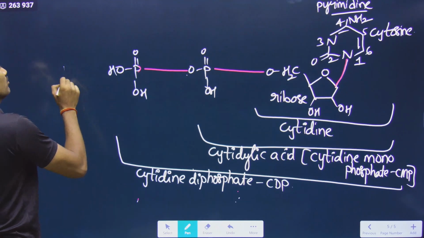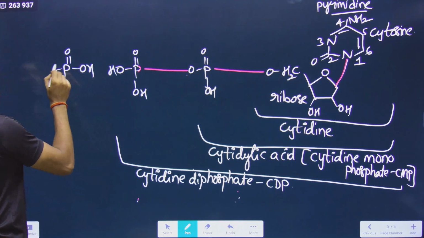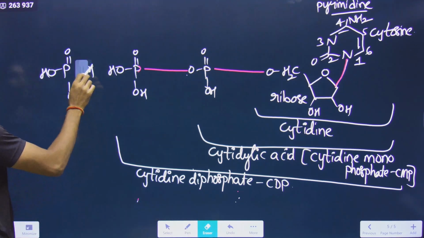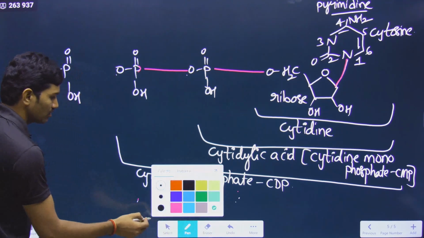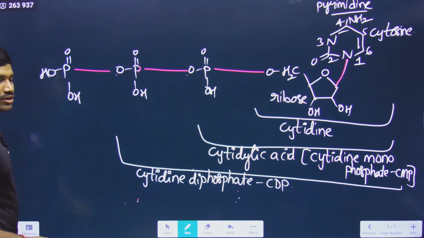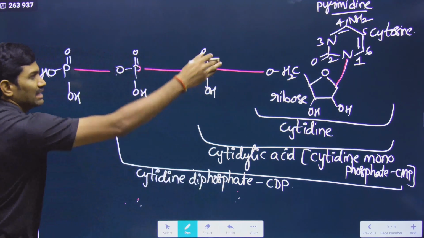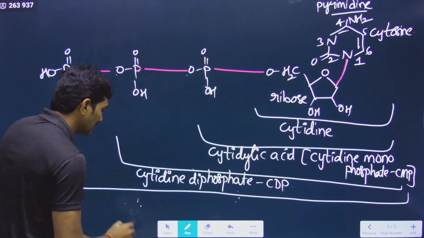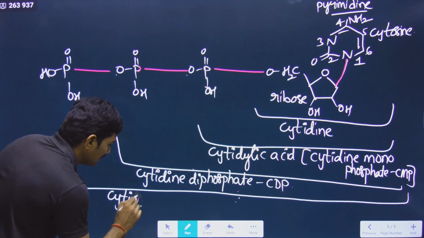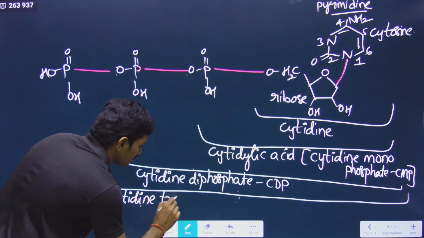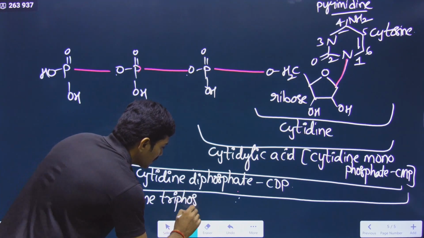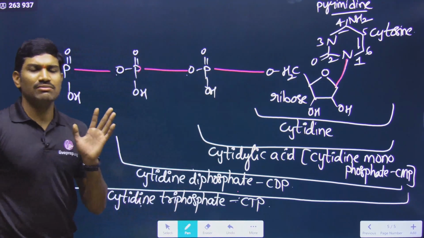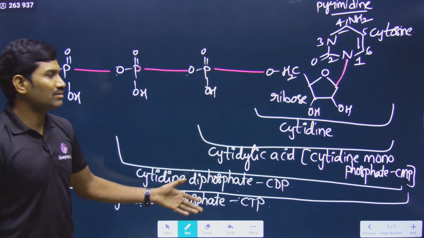If you are attaching one more phosphate, P double bond O, OH and OH. And here also let us remove water molecule. So OH from this, H from this let us remove, so that we can connect these two. So now what is the name of this particular molecule? Cytidine with 3 phosphates. So up to this entire structure is called as cytidine triphosphate. So simply it is called CTP. Observe each and everything very carefully. That's it. This is the cytidine triphosphate.